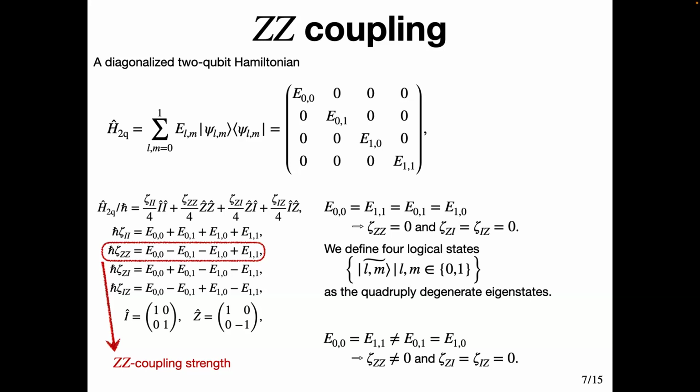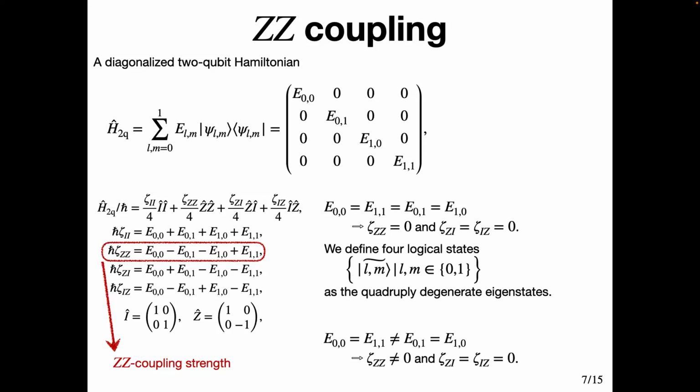And this is a diagonalized 2-qubit Hamiltonian. E is the eigenenergy and psi is the eigenstate. And this Hamiltonian can be rewritten like this. And this theta given by this is the ZZ coupling strength.